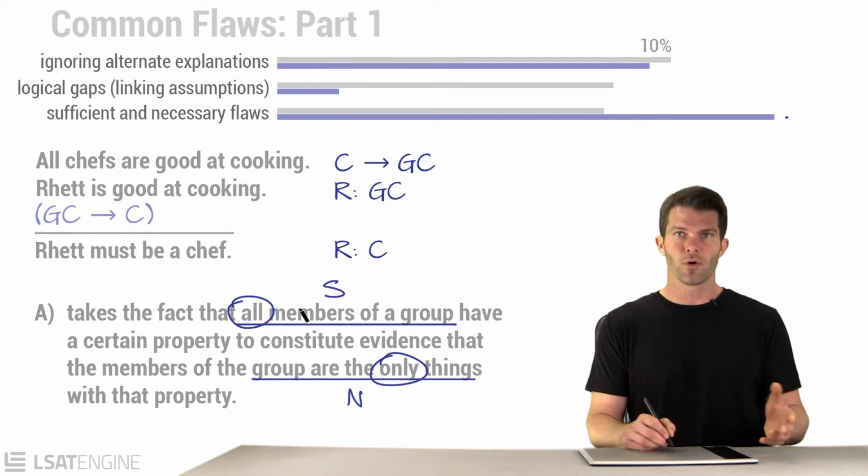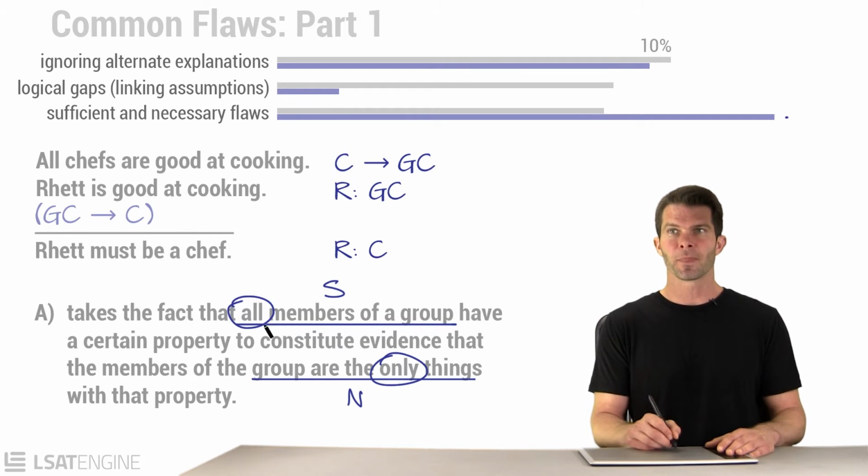We could do it more straightforwardly if we just said the argument confuses a sufficient condition for a certain phenomenon with a necessary condition for that phenomenon. And they'll do that sometimes. By the way, the group here is the chefs, and the property is being good at cooking.